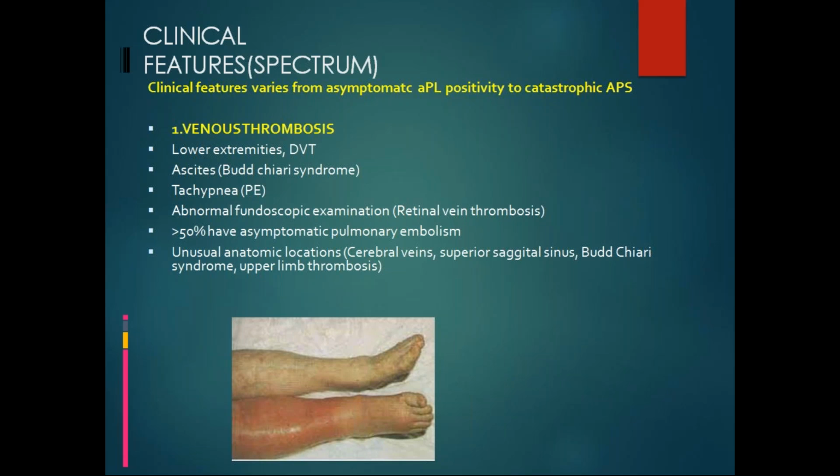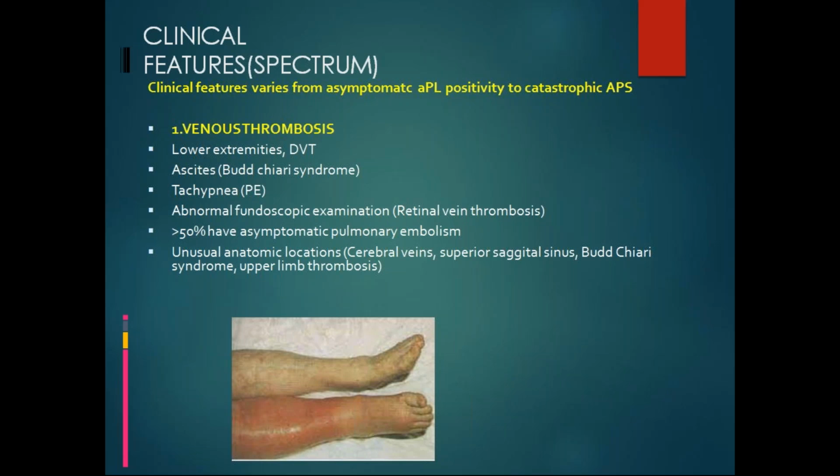So, what happens when there is a venous thrombosis? There can be deep vein thrombosis of the legs, as you can see. There can be ascites, that is Budd-Chiari syndrome. Tachypnea can occur because of pulmonary embolism. In abnormal fundus examination, there can be retinal vein thrombosis. It's all because of thrombotic phenomena. More than 50% have asymptomatic pulmonary embolism. And unusual anatomic locations: cerebral veins, superior sagittal sinus, and so on.